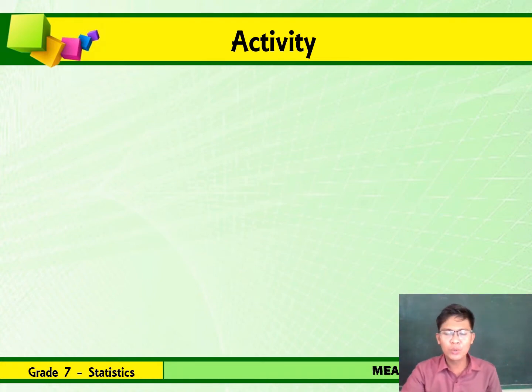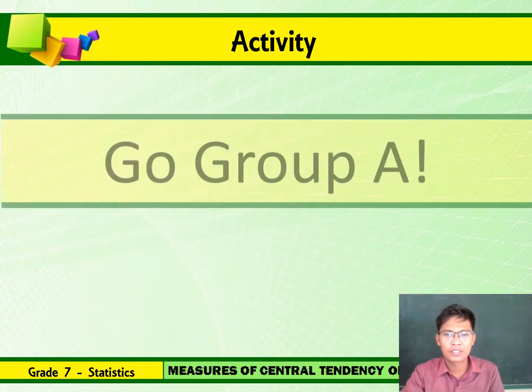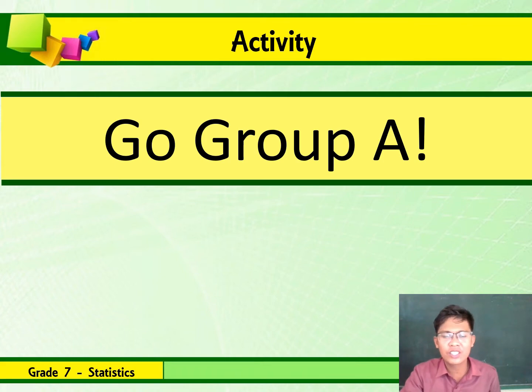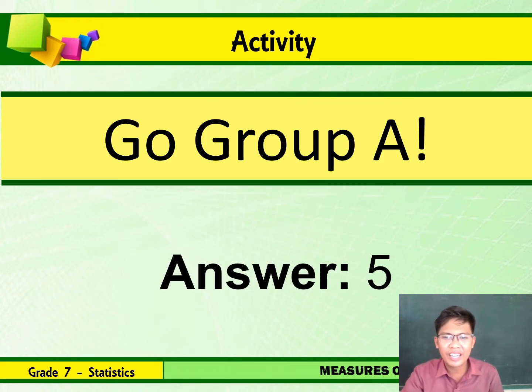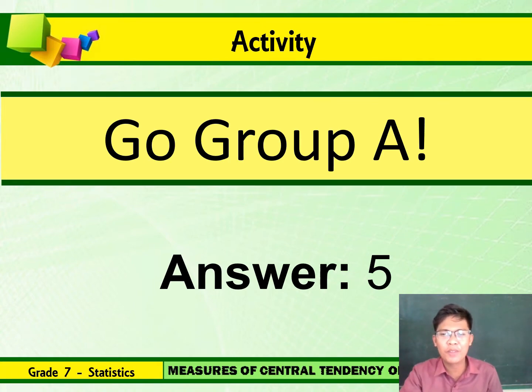For problem number two, group A, students residing in Barangay Wawa will be the one to give their answer. Okay, so what should be the answer in problem number two? All right, the answer is 5. Now let's go to problem number 3.